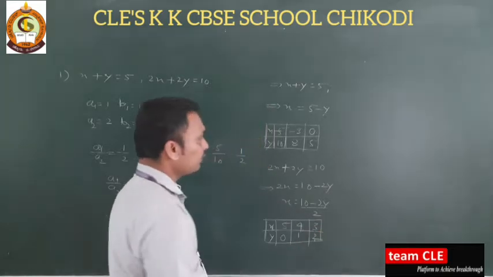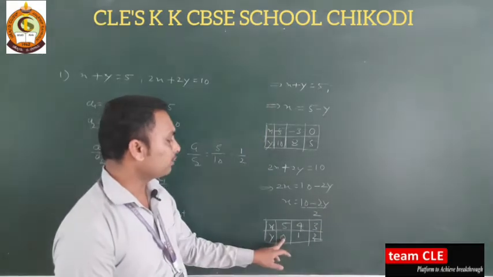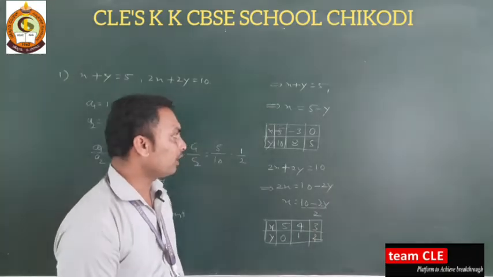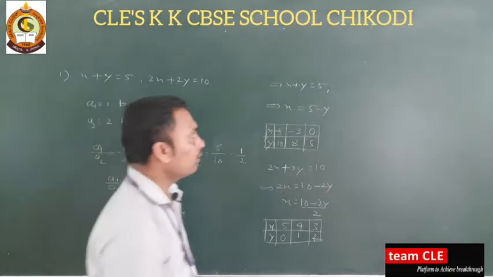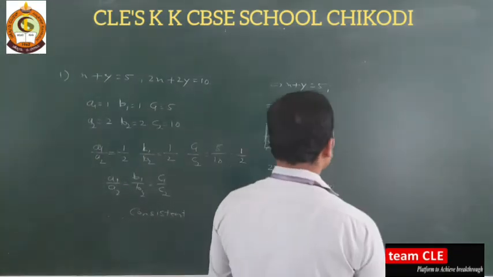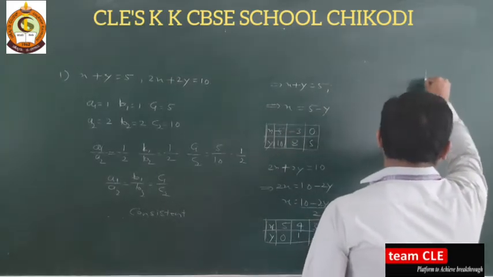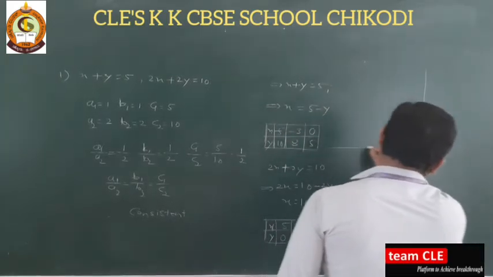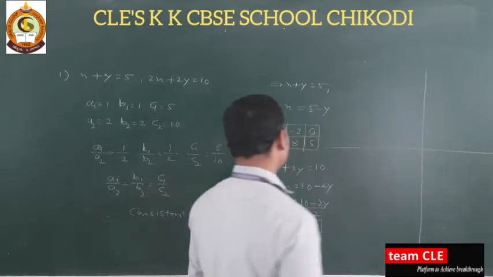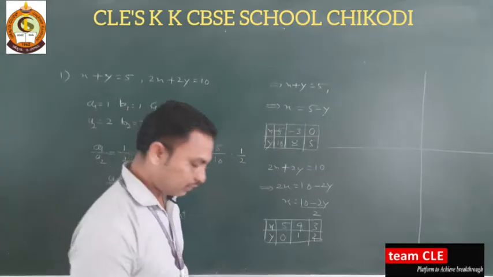Okay. Now see what values we got here: 5, 0, 4, 1, 3, 2. So these are the values we got. Now we need to plot the graph. So now here we will plot the graph. At least we need to get one solution here.